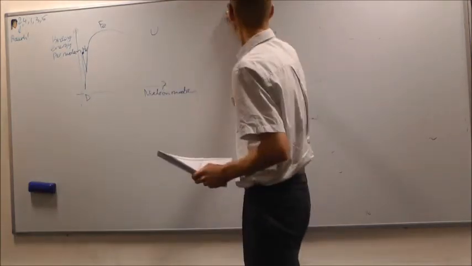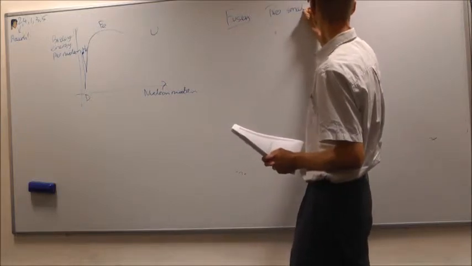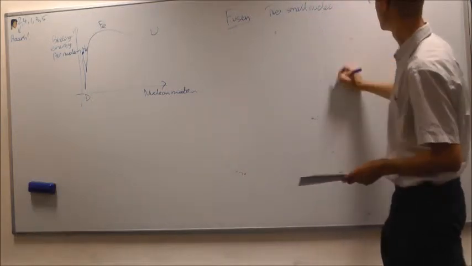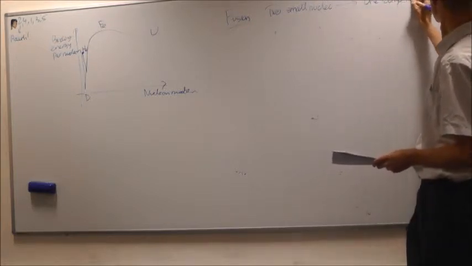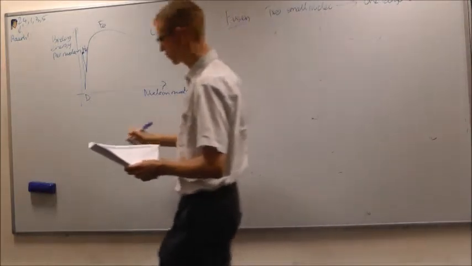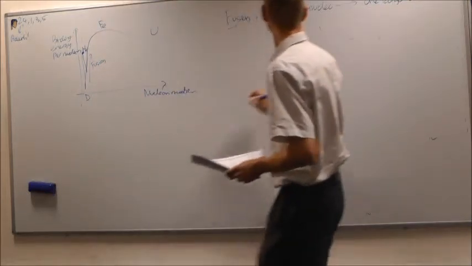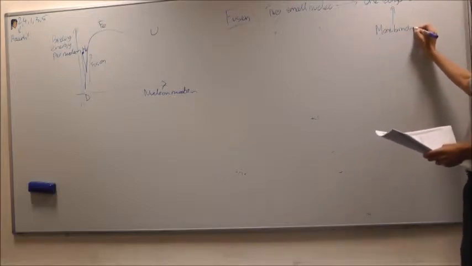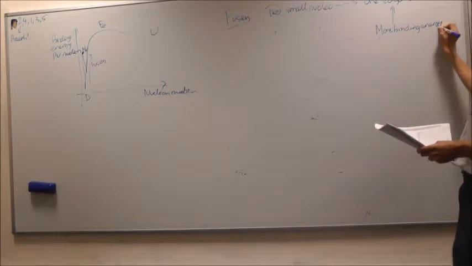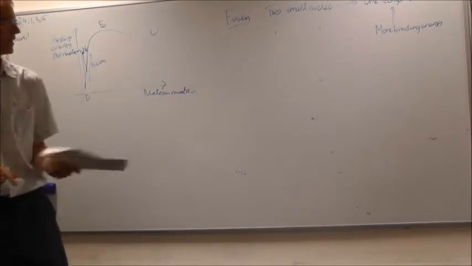Okay, fission and fusion processes. Well, in fusion we have two small nuclei, or more than two, combine to give one larger one. And the point in fusion is that you're moving this way up. And the larger one has more binding energy than its constituents. So these things are bound more tightly.